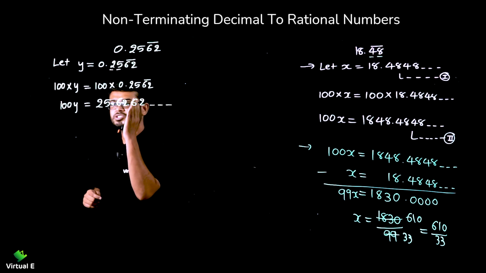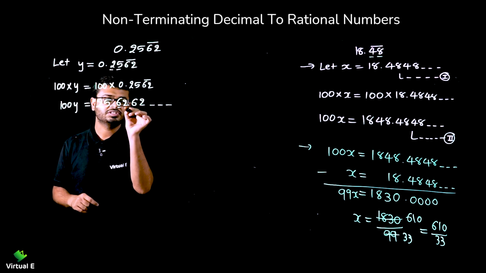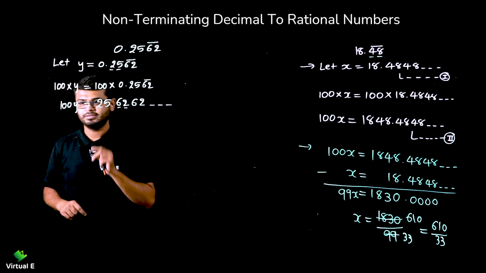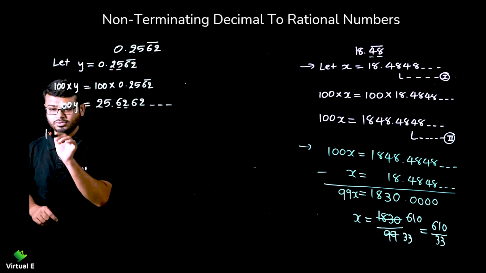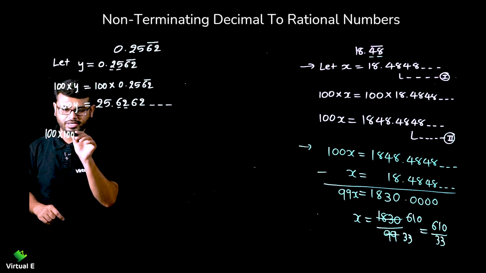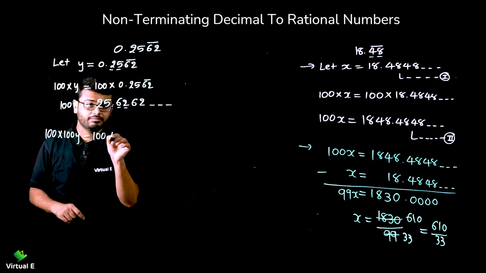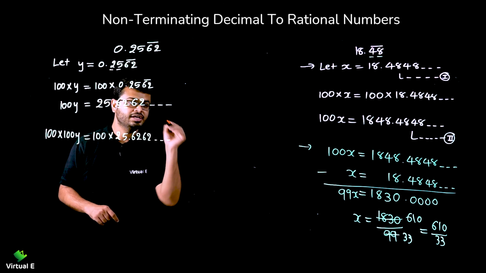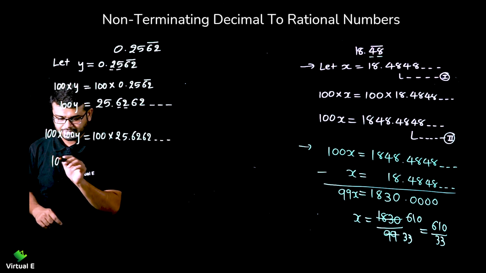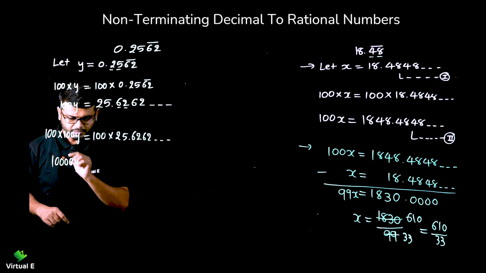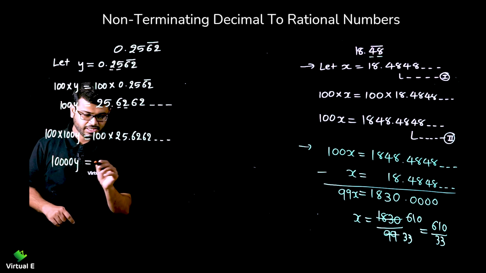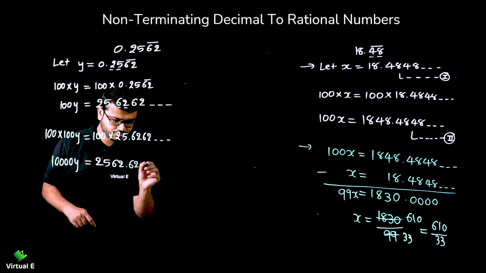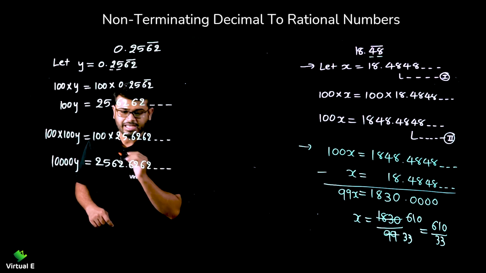Now let's shift this 62 also that side. So see, under the bar there are 2 numbers. So again we will multiply with 100, remember. So 100 multiplied with 100y is equal to 100 multiplied with 25.6262 and so on. So here we are going to have 10,000, because 4 zeros, and here 25.6262 and so on.